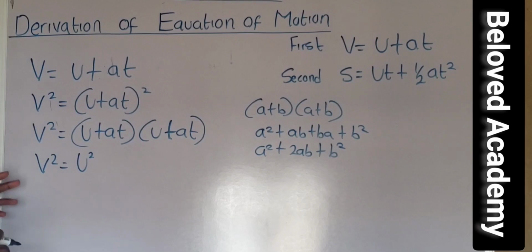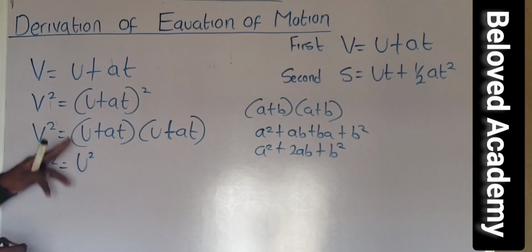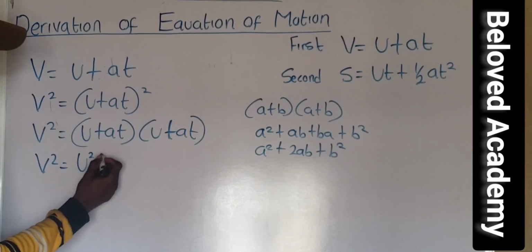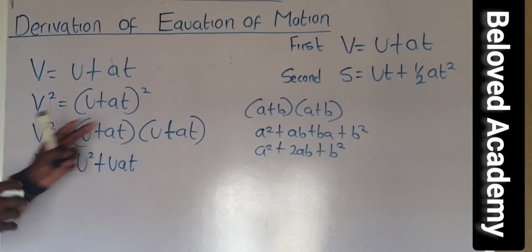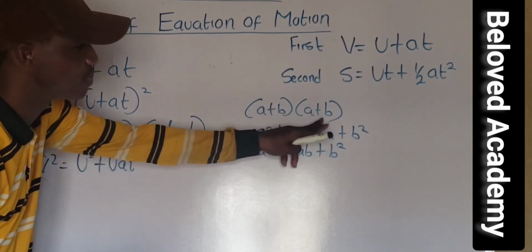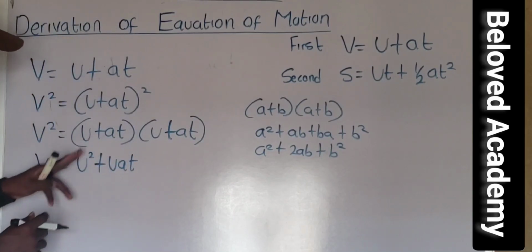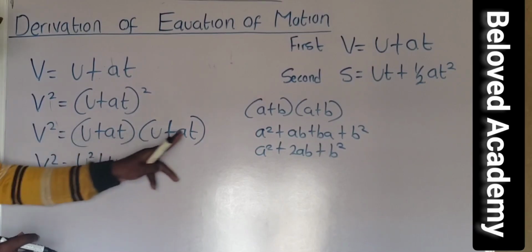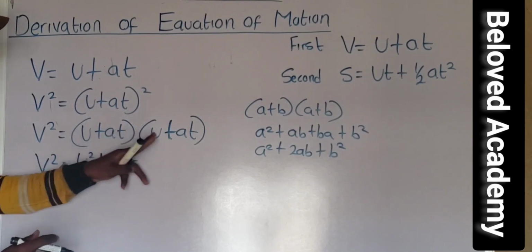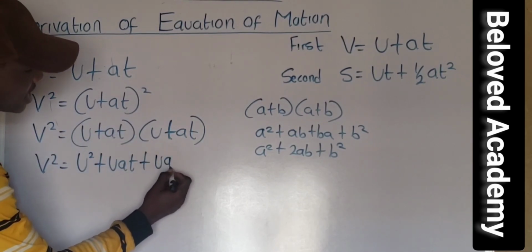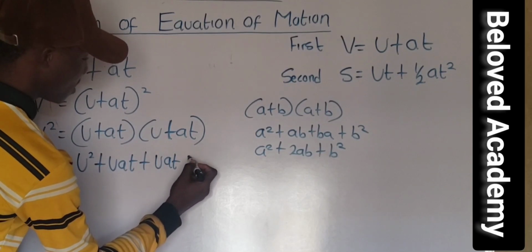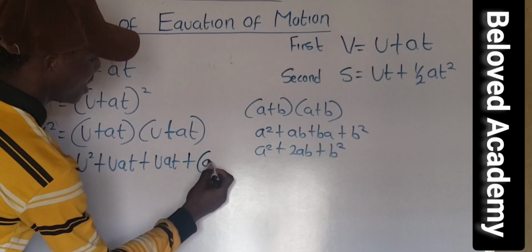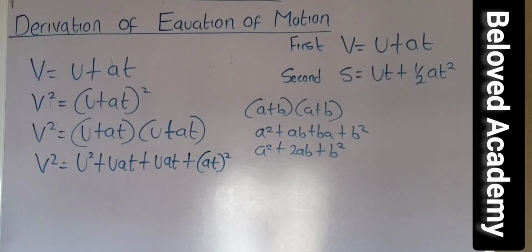So I've not done anything. Pay attention. U times U, U squared. U times AT, that is plus UAT. A times A, A squared. A times B, AB. Do you understand? So U times U, U squared. U times AT, UAT. AT times U, that is positive UAT. AT times AT, that is plus A squared T squared. Please, do you understand how I got to this place? If you don't understand, reverse the video and watch it again.